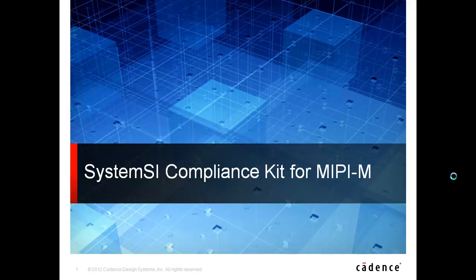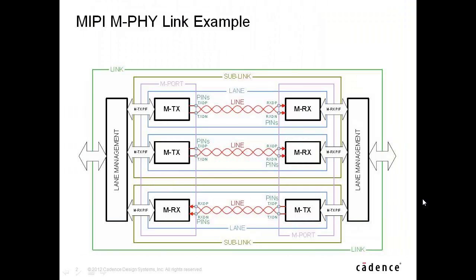This demonstration will cover System SI's compliance kit for MIPI-M. The MIPI-M standard is targeted for short range, meaning less than 1 meter, mobile applications that require low pin count and low power consumption. The target bit error rate is 1e to the minus 10. This diagram shows a typical link configuration comprised of 3 lanes.